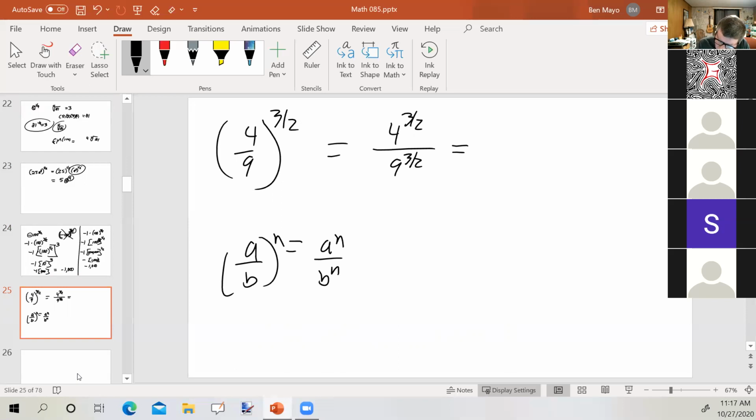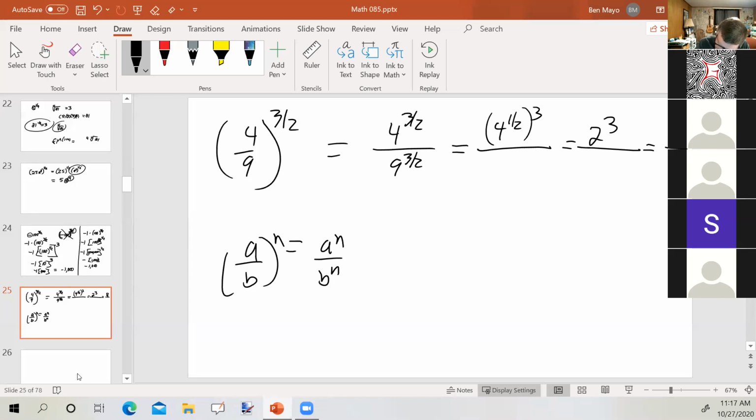So 4 to the 3/2 power, would you rather take the 4 and cube it first or take the square root of it first? I take the square root of it first. Good choice. So what's the square root of 4? 2. And what's 2 cubed? 8. Good. So 4 to the 3/2 power is 8.